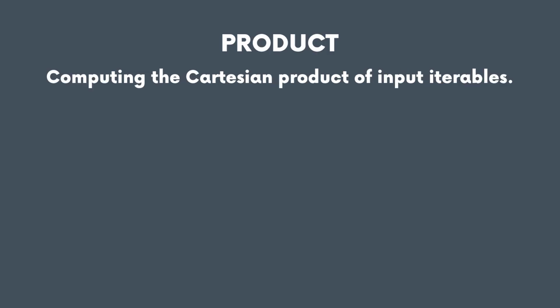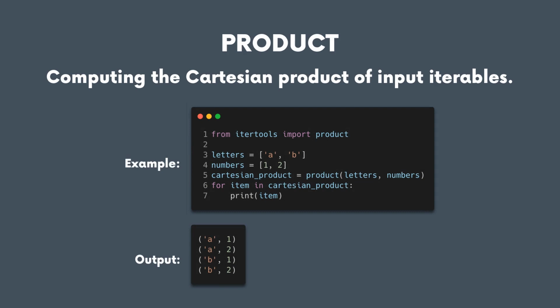Moving on to product. It computes the Cartesian product of input iterables. We import product from itertools. Then we create 2 lists, letters and numbers. We find the Cartesian product of these 2 lists using the product function and iterate over it, printing each combination.